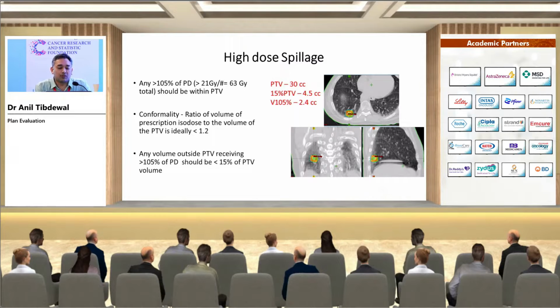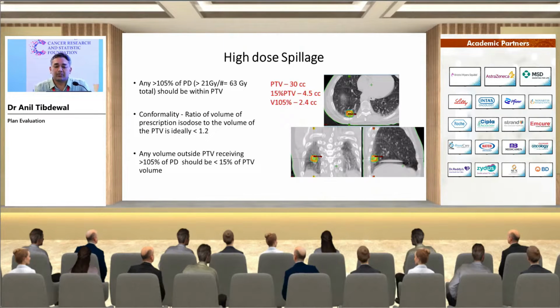Now, what should the volume be when it is going outside the PTV? There will not be no dose outside the PTV. There can be some dose outside the PTV of the prescription isodose. So any volume going outside the PTV receiving more than 105% of the prescription dose should be less than 15% of the PTV volume.